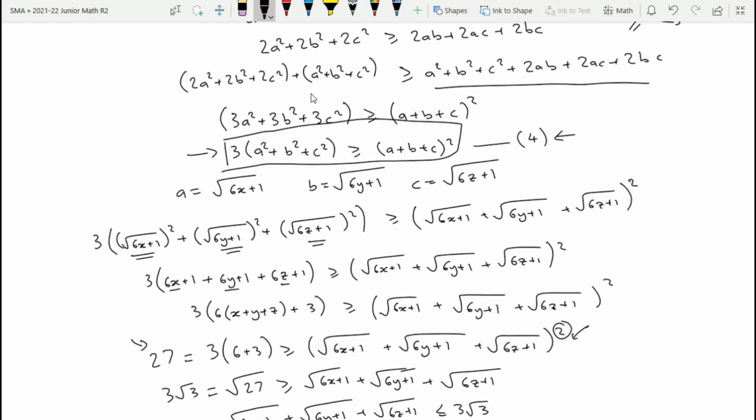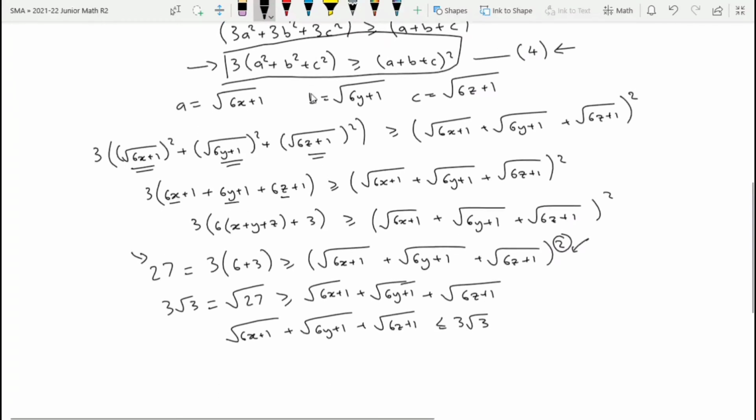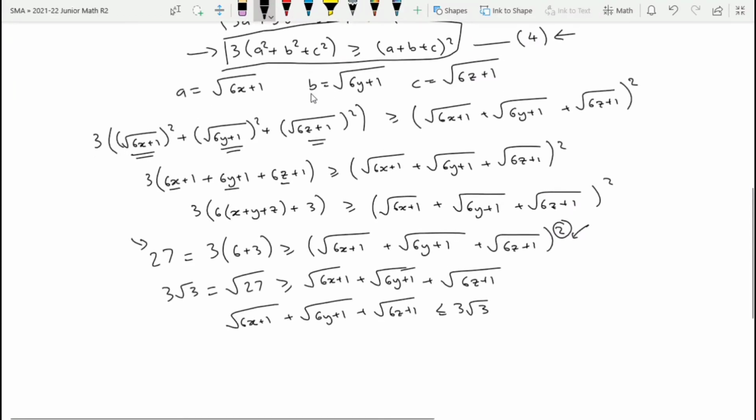And then when we made that substitution, we just kept on simplifying, and at the end, we came up to this line here, where we had 27 equals this expression on the right hand side, and then we took the square root, and at the end we got that what we're looking for is true. So that's how we were able to solve question 4 of 2022 Junior Maths Olympiad second round.